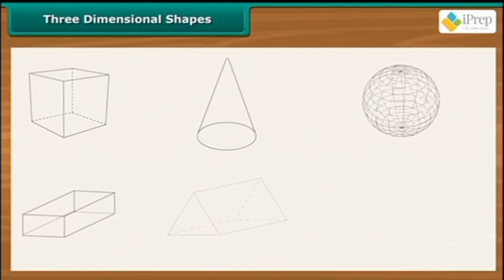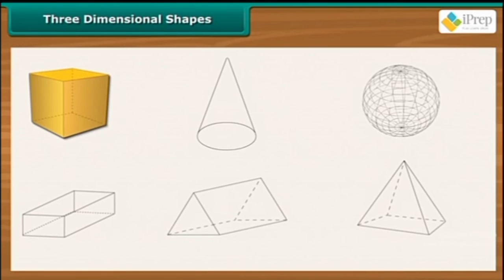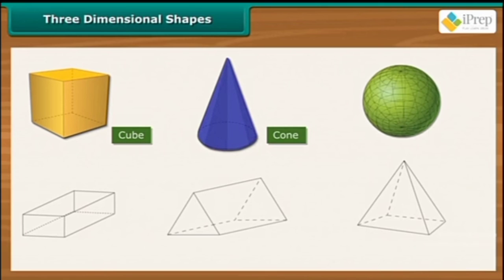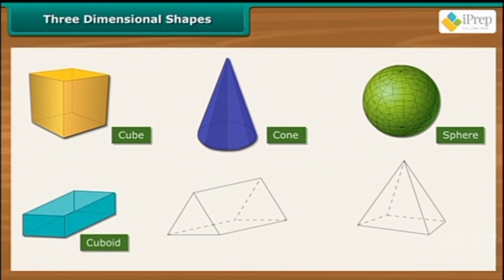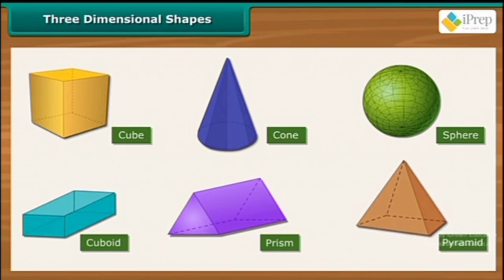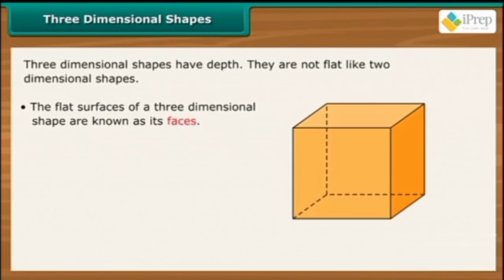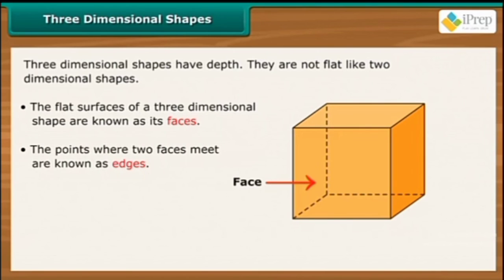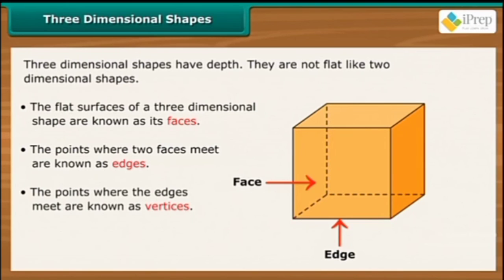Shapes. Three-dimensional shapes have depth. They are not flat like two-dimensional shapes. Examples of three-dimensional shapes are cube, cone, sphere, cuboid, prism, pyramid, etc. The flat surfaces of a three-dimensional shape are known as its faces. The lines where two faces meet are known as edges. The points where the edges meet are known as vertices.